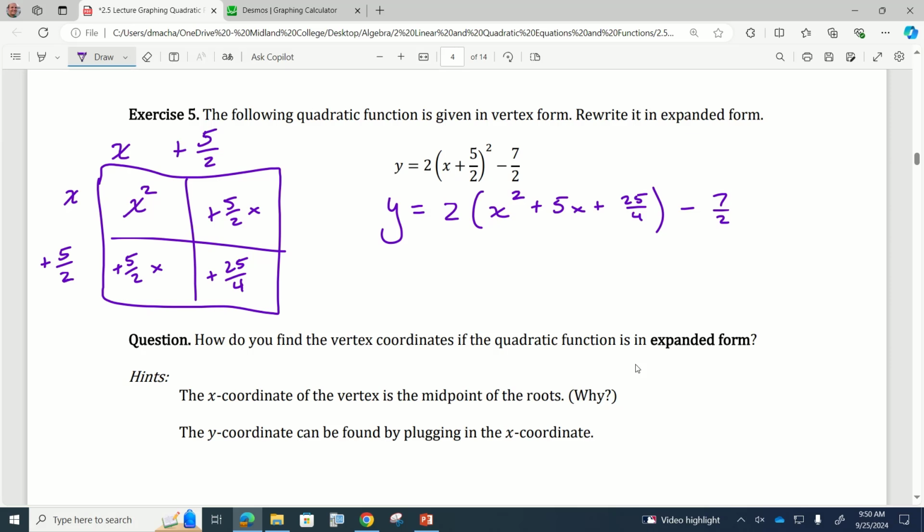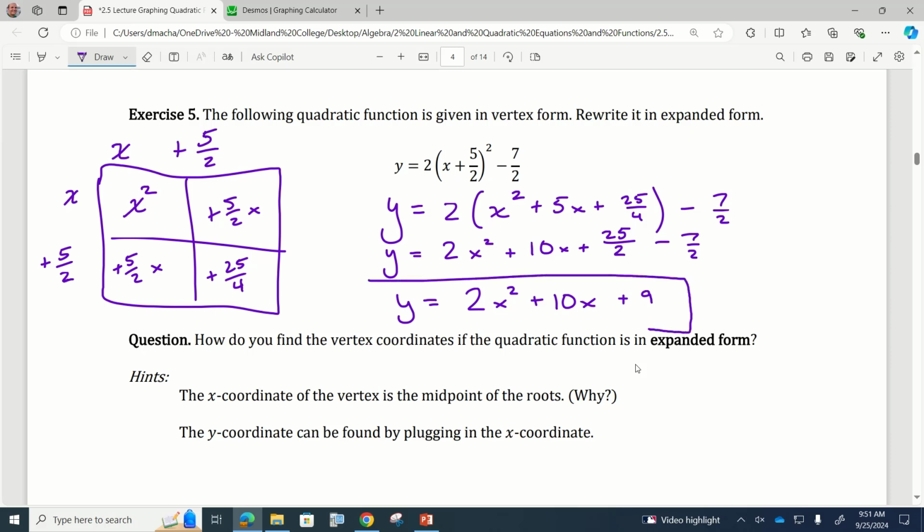I just did the squared part, but I haven't multiplied by 2 yet, and I haven't subtracted 7 halves yet. Now I'm going to distribute the 2. 25 over 4 times 2 is just 25 over 2. And then the last thing that must be done, 25 minus 7 is 18 over 2, which is 9. And that is expanded form. We started in vertex form, and now we found expanded form.